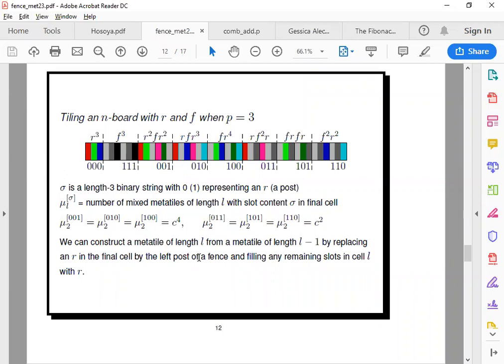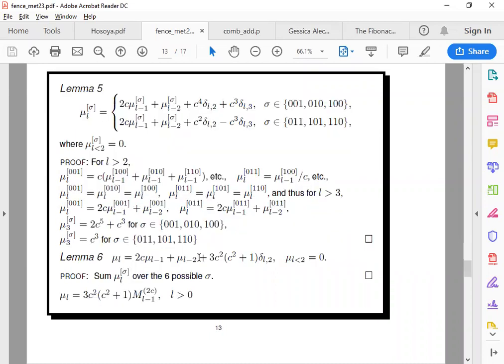So for example, if I replace the final rectangle by a fence and then fill the rest with rectangles, I'll get the 0, 0, 1 case. So we can actually build up the next length mixed meta tile from the previous one. I won't go into details, but we can get recursion relations and use symmetry to finally end up with a formula for the number of meta tiles for a given length.